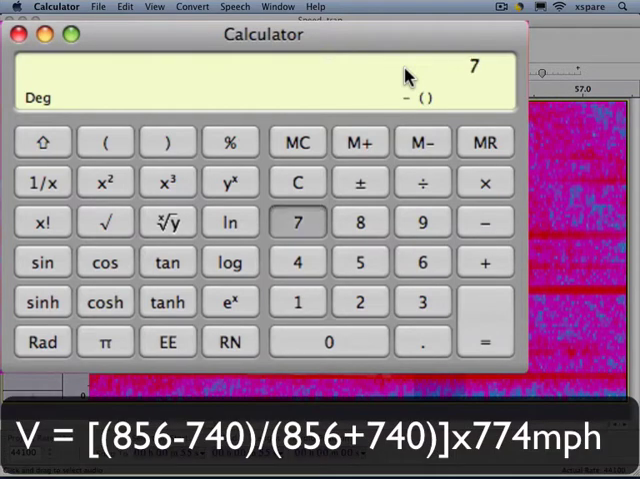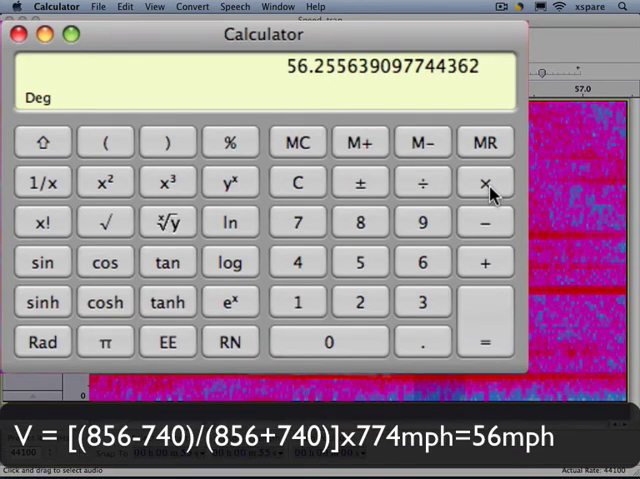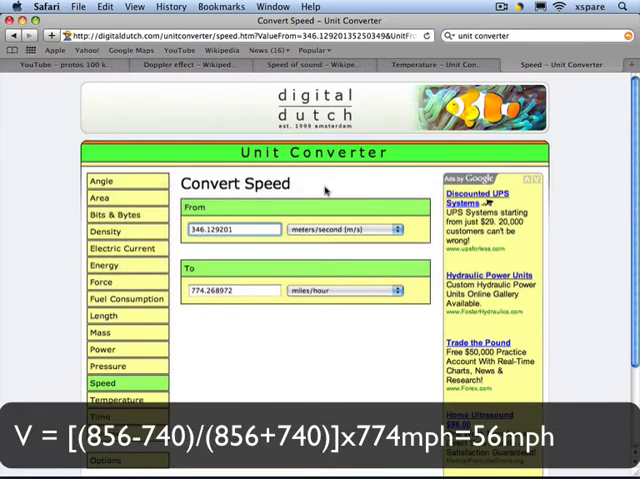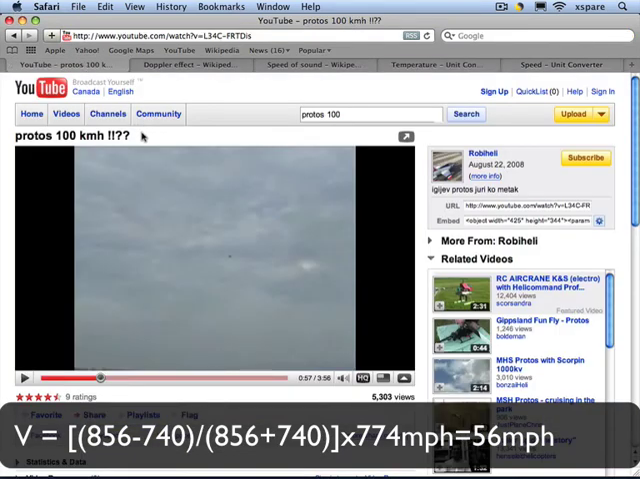856 Hertz minus 740 Hertz, divided by 856 Hertz plus 740 Hertz, multiplied by 774 miles per hour tells us that the helicopter was traveling at 56 miles per hour on that pass. This is roughly the same as 100 kilometers an hour, which is what the poster of the original video had thought.